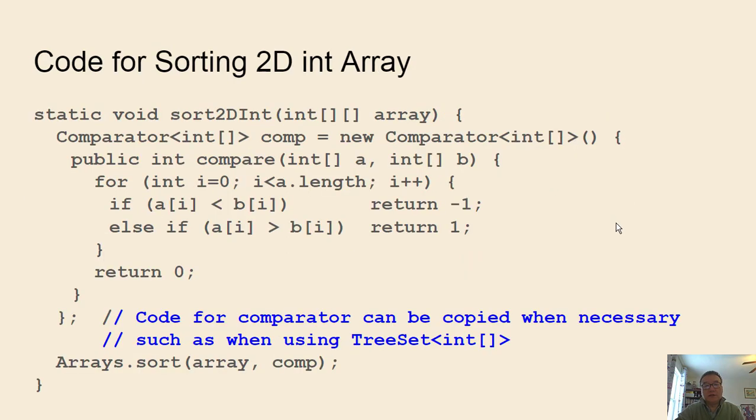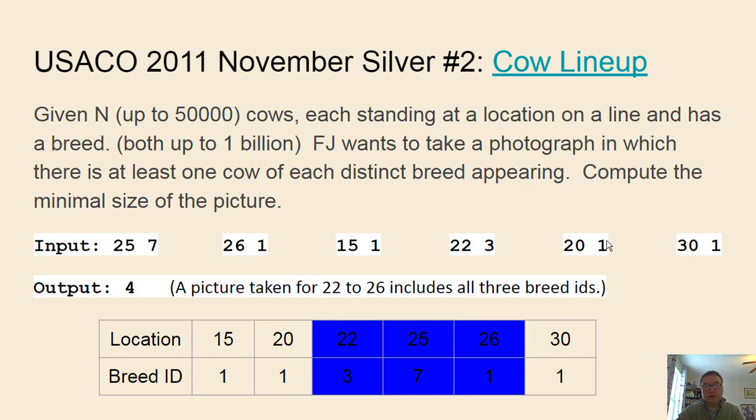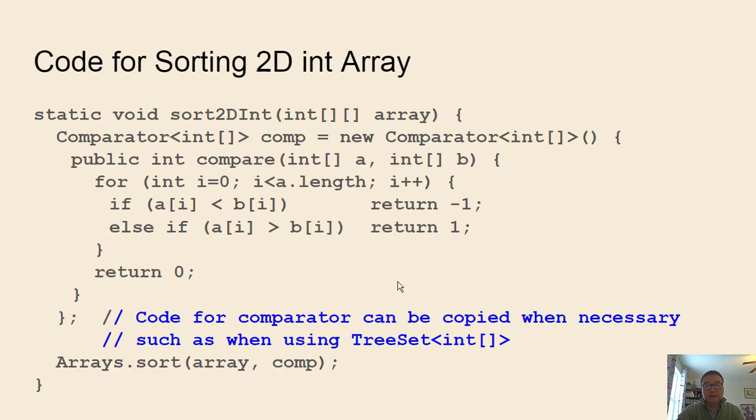Before we process this using the sliding window technique, we first need to sort all the cows based on their x coordinates. Each cow has 2 pieces of information, so if we store them using a size 2 int array, we want to sort them based on the first element. So this is the comparator for sorting an int array, and I find this code very useful.